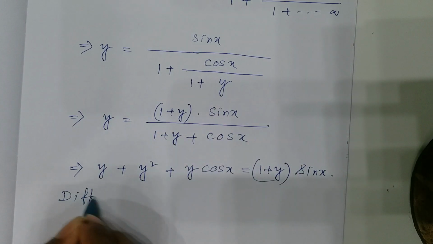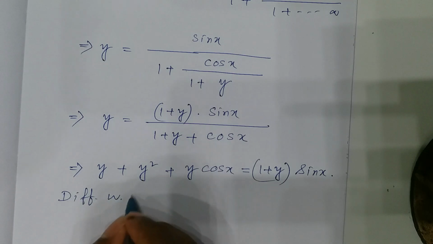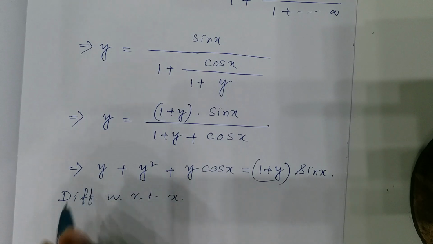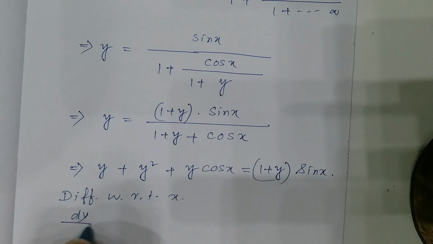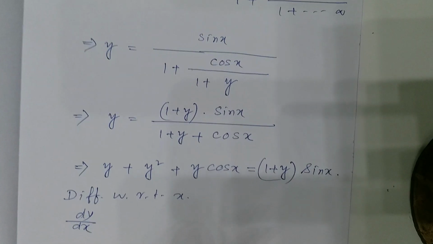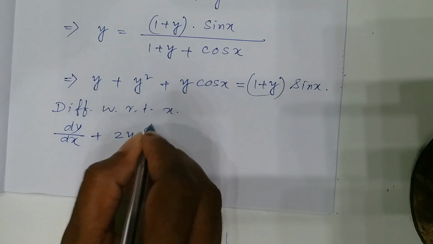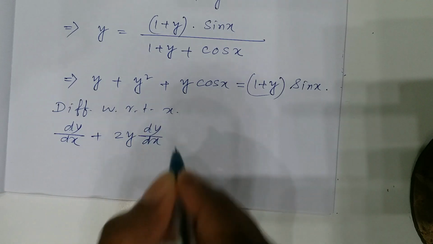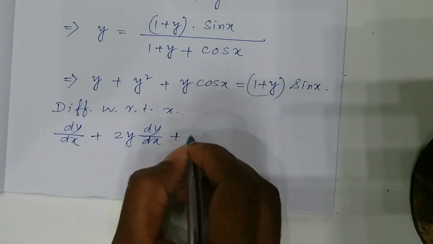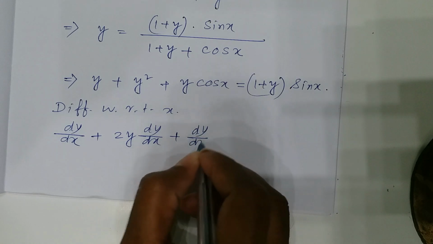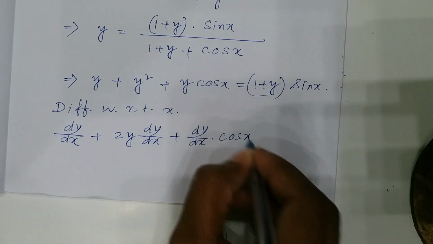So differentiating with respect to x, this is dy/dx. We have written here dy/dx. Then plus twice y dy/dx. Then plus the product of two functions, so it is simply dy/dx into cos x, with cos x remaining the same.